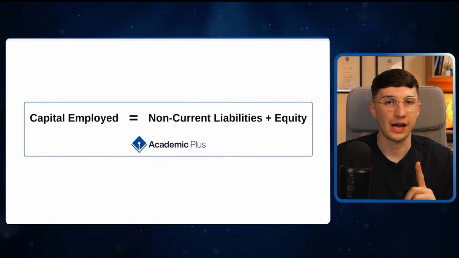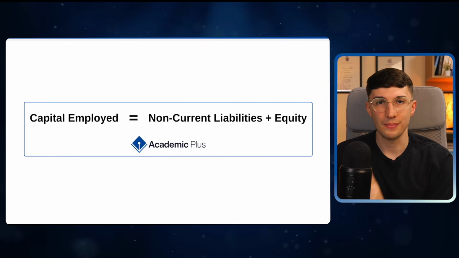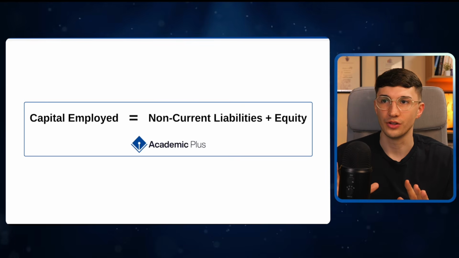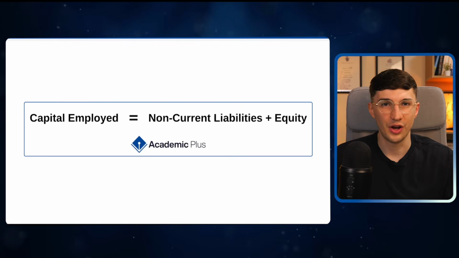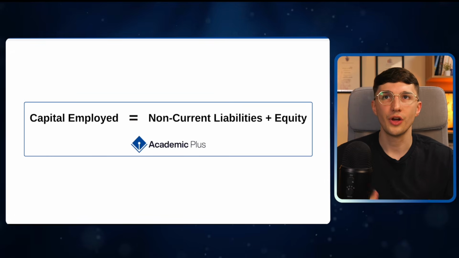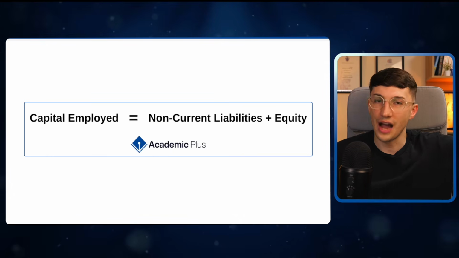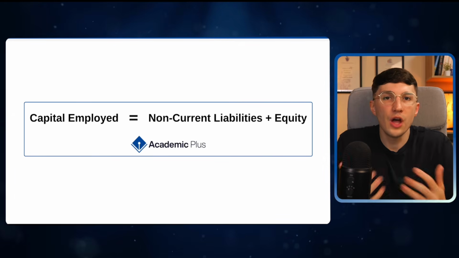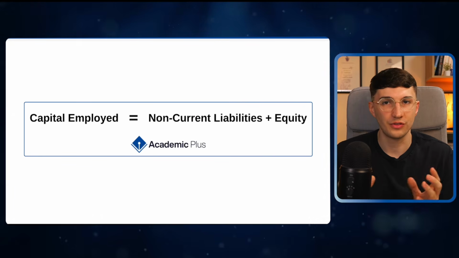Well, the formula for capital employed is your non-current liabilities plus your equity. And this is why understanding the balance sheet is so important, because we know what non-current liabilities are. It's any long-term debt that the business owes, obviously after 12 months. And the main example we just saw was a bank loan. And we know that a bank loan is one of the main sources of finance.